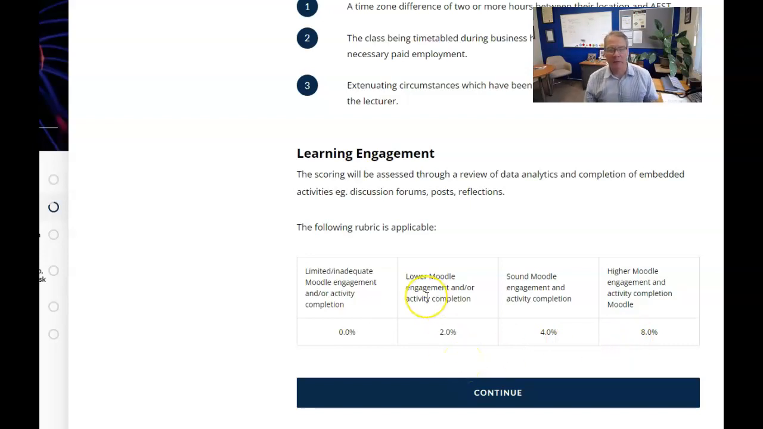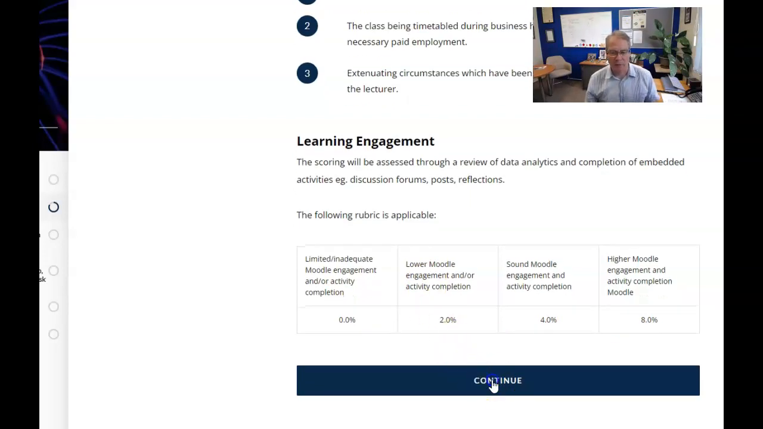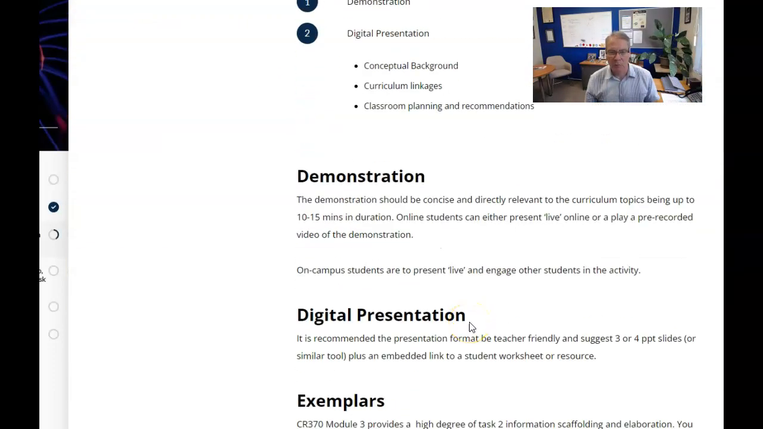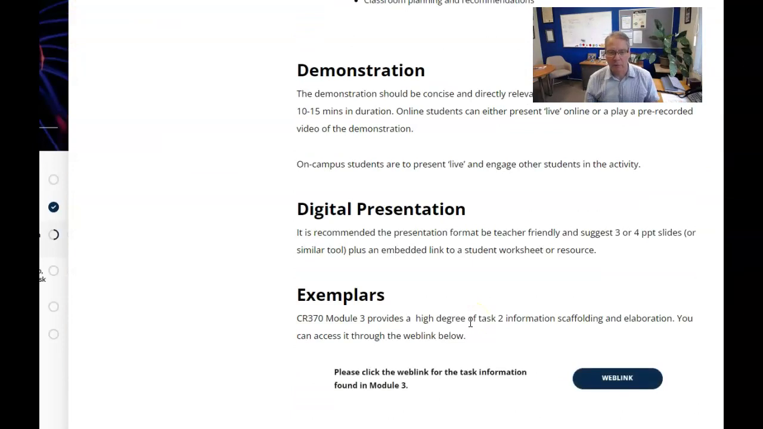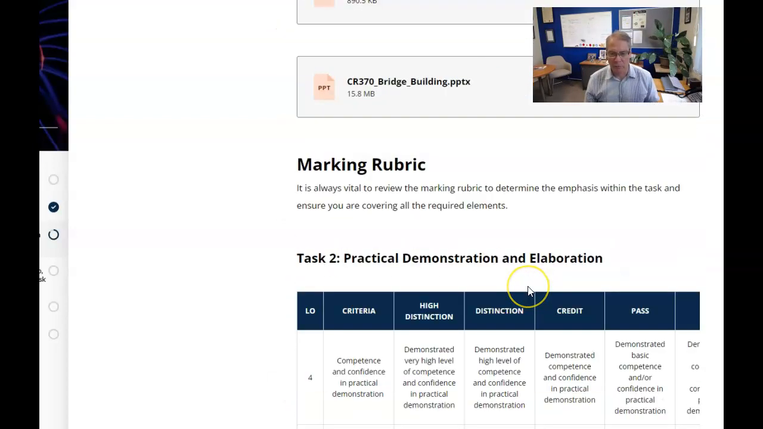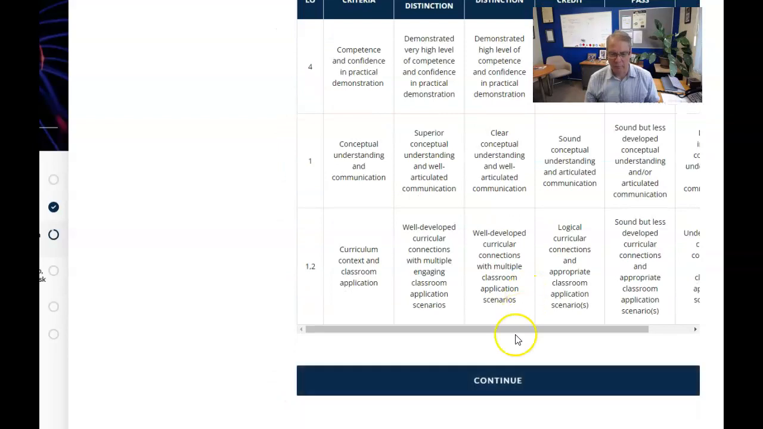As I say, it's a 15% free kick as far as I'm concerned, and you should look at it that way. The next one is your presentation, where you demonstrate. You have a digital supporting presentation behind it with 3 or 4 PowerPoint slides, and we have some exemplars for you to have a look at, and here's your rubric for that.